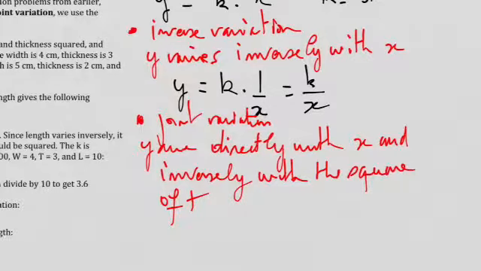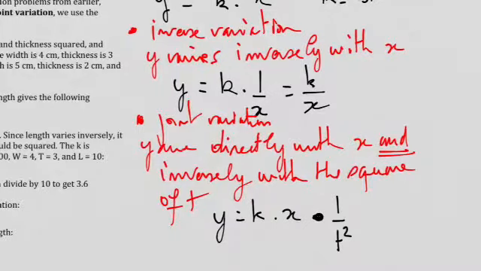And a joint variation, specifically with and, will be translated with a multiplication. So first of all, I'm going to have y equal k. K times what? K times x, because it's directly with x. So I'm going to have k times x, and multiplication for and, inversely with the square of t, and with the inverse of the square of your t. And that is a joint variation, ladies and gentlemen.